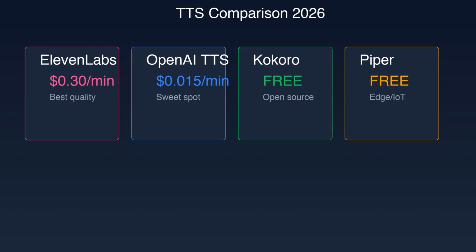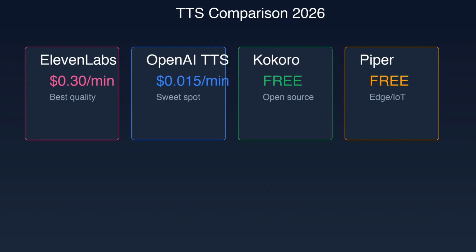Let's talk about choosing a TTS engine, because this is where most of your per-minute cost goes. There are 4 main options in 2026. 11 Labs is the quality leader. Their voices are the most natural and expressive. They support voice cloning from just 15 seconds of audio, but they're expensive, about 30 cents per minute.